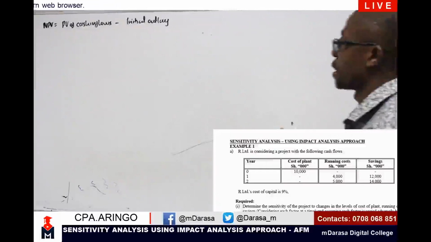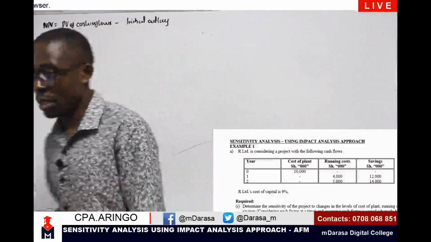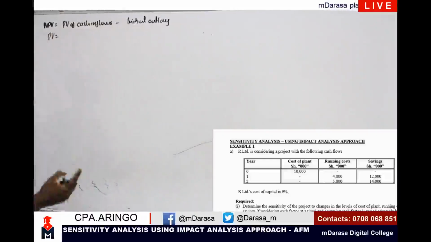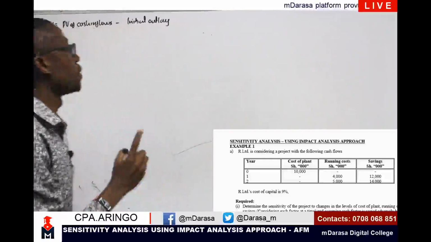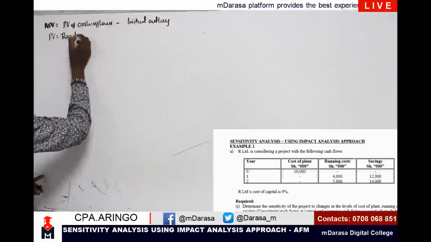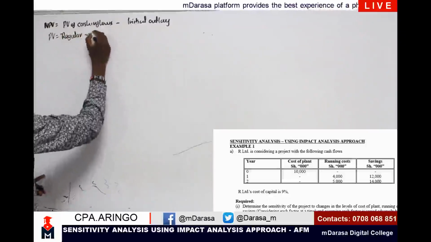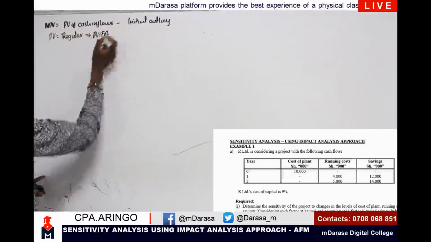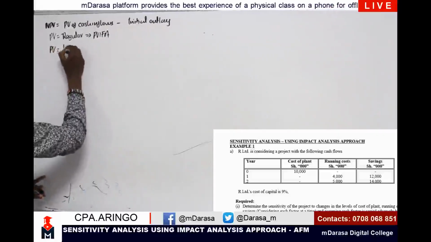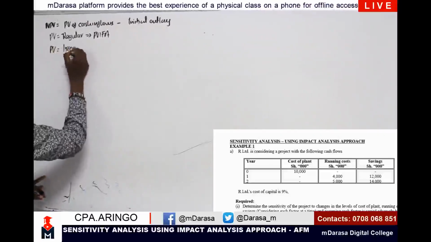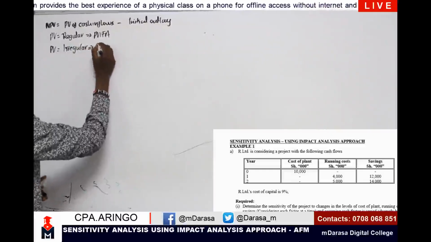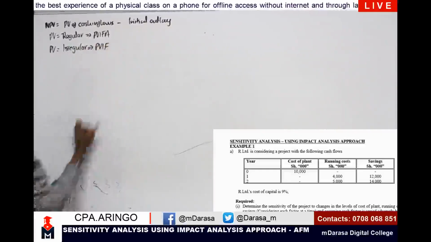So present value will depend. Present value will depend on what? The determination of the present value of cash flows will depend on the following. If our cash flows are regular, the factor that we are going to use is the present value interest factor annuity. If our cash flows are irregular, therefore the factor that I'm going to use should be the present value interest factor.